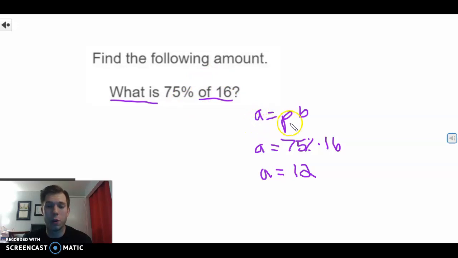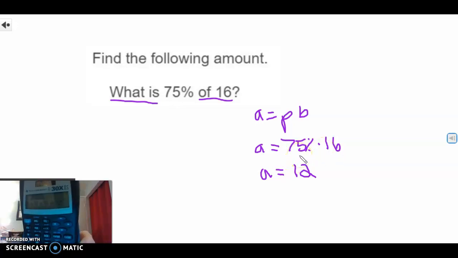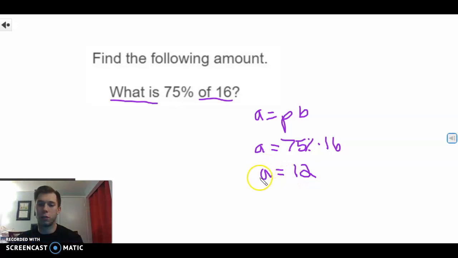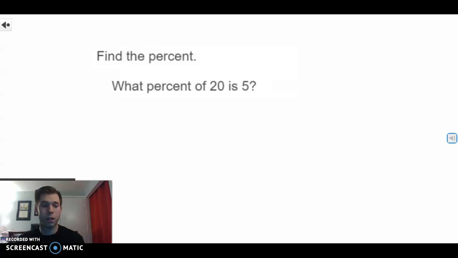So when you use the equation A equals PB, you're going to leave A alone because you don't know the part, and substitute in the percent, which is 75%, and the whole, which is 16. You can then multiply 75% by 16 in your calculator and get 12, which is what we get down here, A equals 12. Now, I'd like you guys to go ahead and try this one on your own.